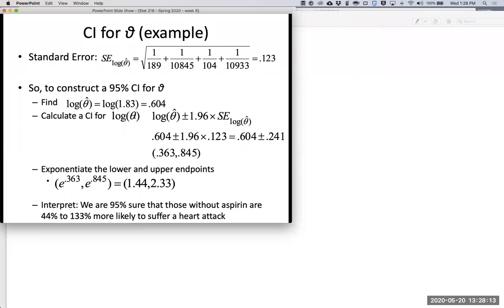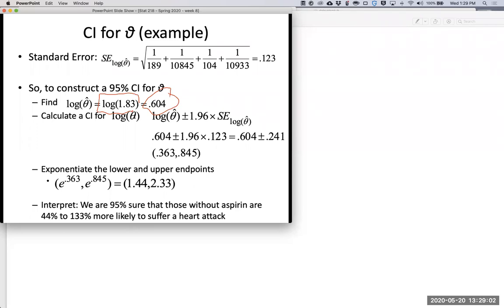I get a 0.123. Okay, so my confidence interval for theta hat is going to be the natural log of 1.83, which is 0.604. So try on your calculator the natural log of 1.83. You should get 0.604. By the way, the most commonly screwed up question on the exam is that students forget that it's a natural log and they use a log base 10. Or when they exponentiate later on, they raise things to the power of 10. Everything's base e in this last section of chapter 9.4.